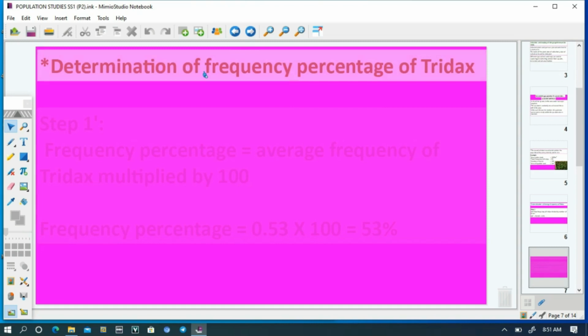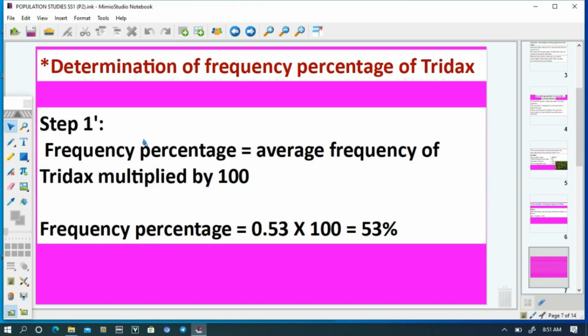Determination of frequency percentage of Tridax. Step 1 prime. Frequency percentage equals the average frequency of Tridax multiplied by 100. The average frequency is 0.53 and is multiplied by 100, and that will give us 53%.